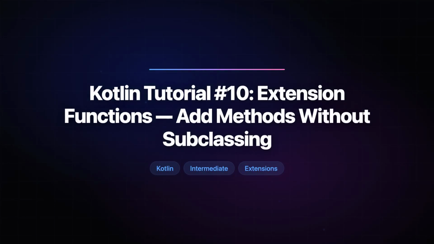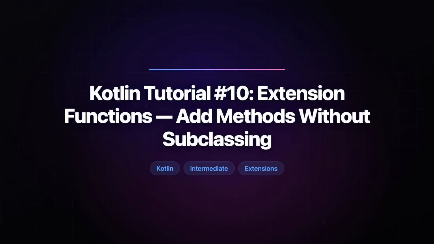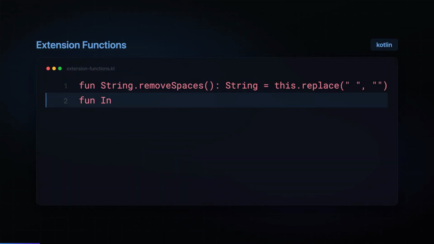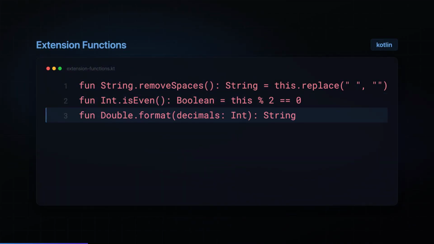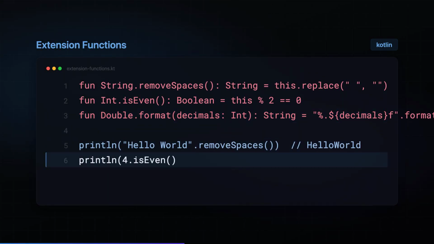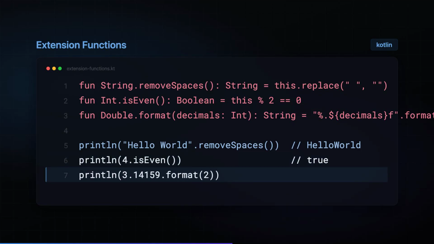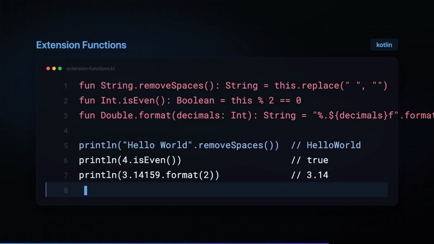Kotlin tutorial number 10, Extension Functions. Extension functions add new methods to existing classes without modifying or subclassing them. Write fun String.toSlug, and every string in the project gains toSlug. The compiler converts them to static utility functions behind the scenes.